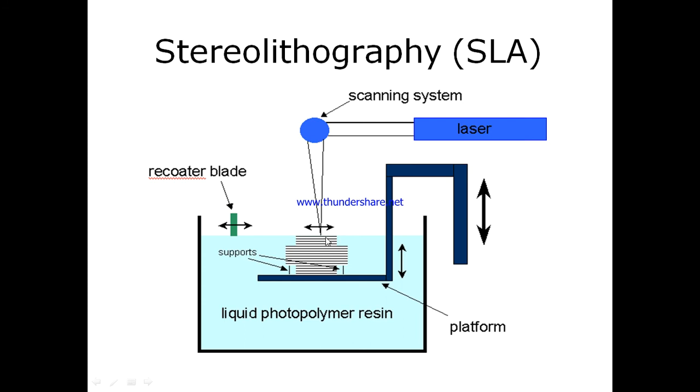The system is sealed to prevent the escape of fumes from the resins. A laser beam is moved over the surface of the liquid photopolymer to trace the geometry of the cross section of the object.